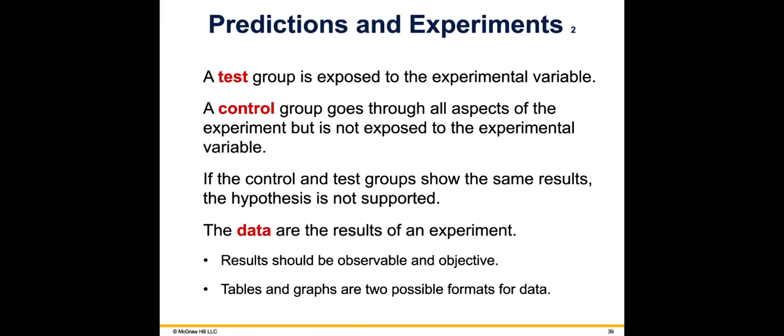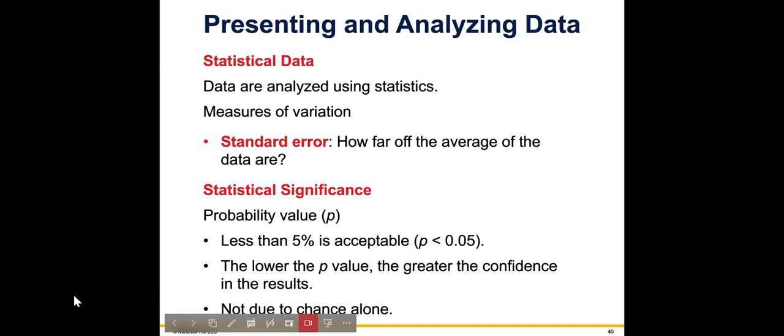The data that we collect is the results of our experiment. It should be observable and, if we can, a numerical thing that we're measuring. And it should be objective or as unbiased as possible. We can then use tables and graphs to illustrate our data. We also use statistics in science. So we're going to analyze that data and we're going to measure variation. There's something called standard error, which is how far off of the average each point in the data is.